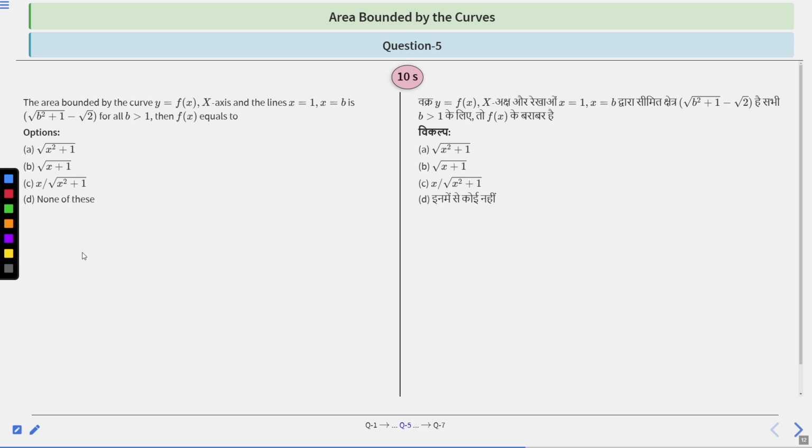So after proper calculation and proper simplification, you can easily get the value of f(x) in terms of x, right? Got it? So you try to approach this question. You have 10 seconds to solve this question. After 10 seconds, we will discuss the solution.